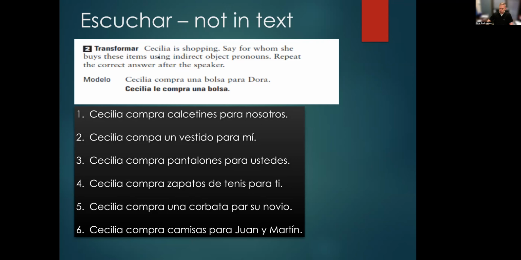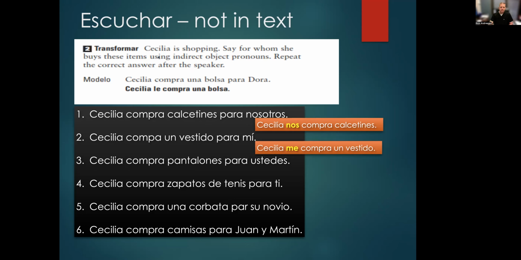1. Cecilia compra calcetines para nosotros. Cecilia nos compra calcetines. 2. Cecilia compra un vestido para mí. Cecilia me compra un vestido. 3. Cecilia compra pantalones para ustedes. Cecilia les compra pantalones.